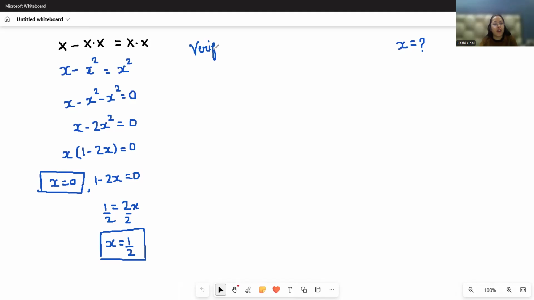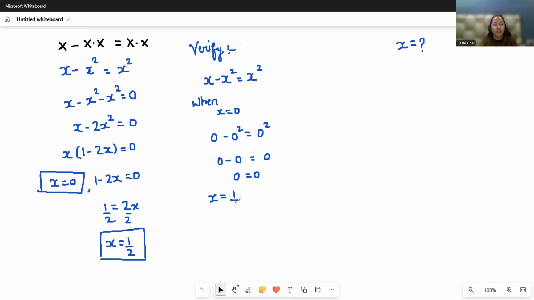So now let's verify this. When x minus x square equals x square, when x equals 0. So 0 minus 0 square is equal to 0 square. 0 minus 0 square is 0 and 0 square is also 0. So 0 equals 0. So yes, it's verified.